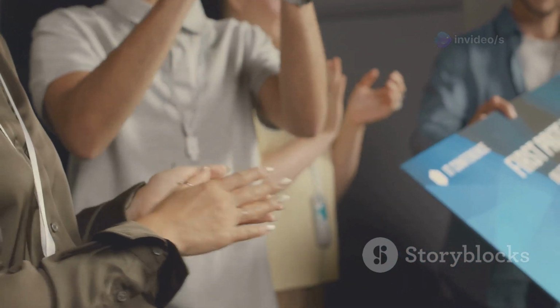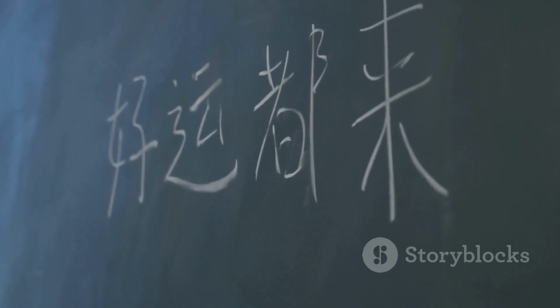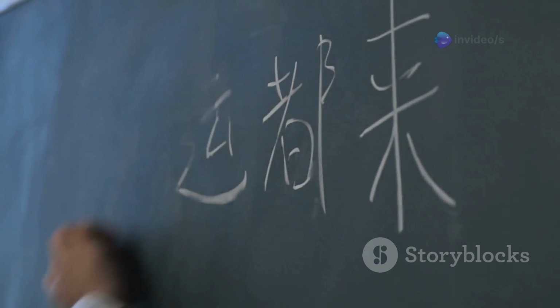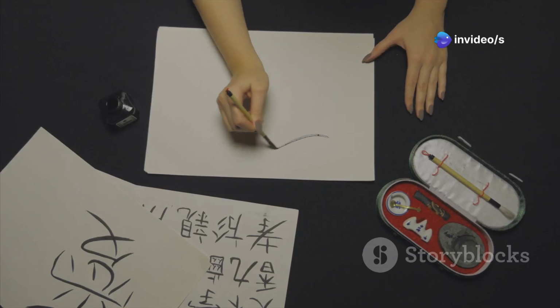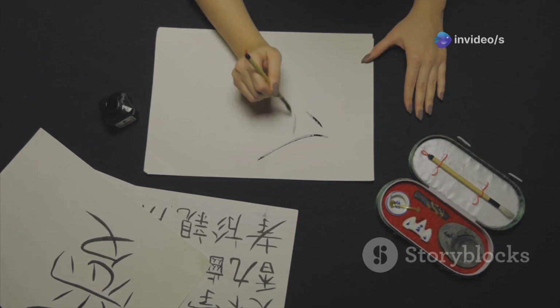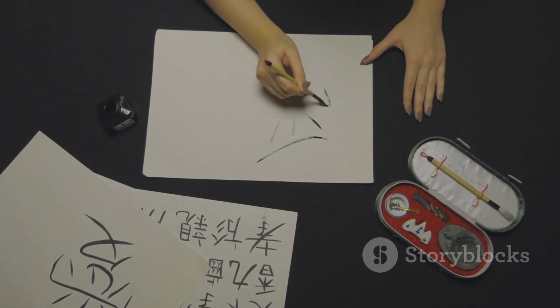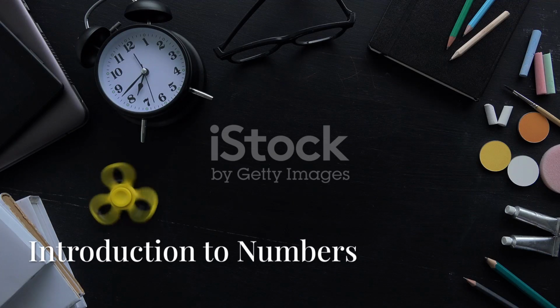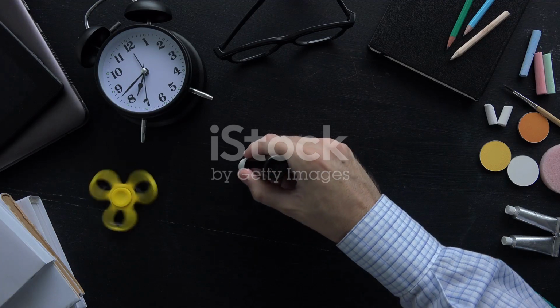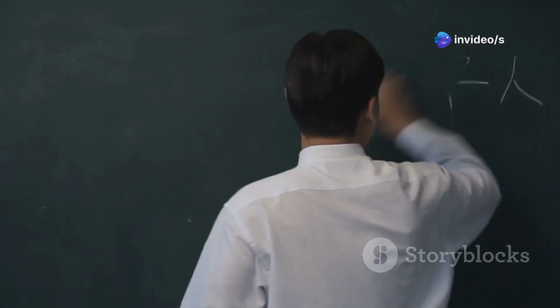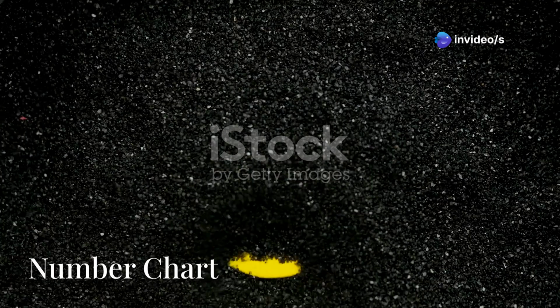First of all, a big thank you to all of our wonderful viewers who have been watching and learning with us. Today, we're going to learn Chinese numbers from 0 to 10, with pronunciation, Pinyin, and even how to write each Chinese character step by step. Let's start by learning the numbers in Chinese with their Pinyin and pronunciation.